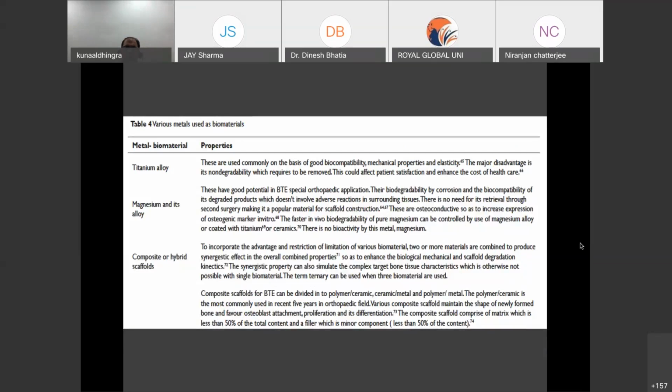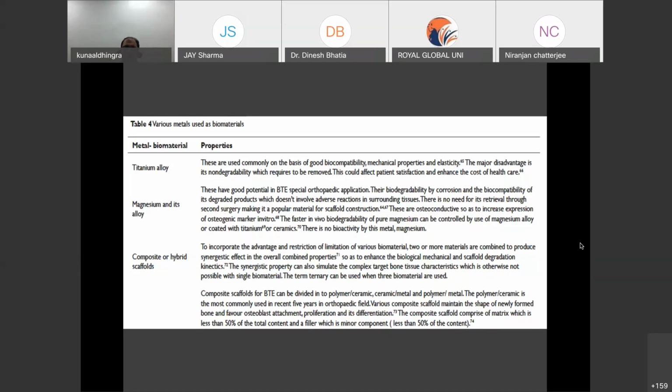Next, we also use metal, and from the 3D print, metals can be 3D printed and they are also used for regeneration. The most commonly used material is titanium alloy. It is commonly used based on its good biocompatibility, mechanical properties, and elasticity. But the disadvantage is non-degradability, which requires it to be removed, and this could affect patient satisfaction and enhance the cost of healthcare.